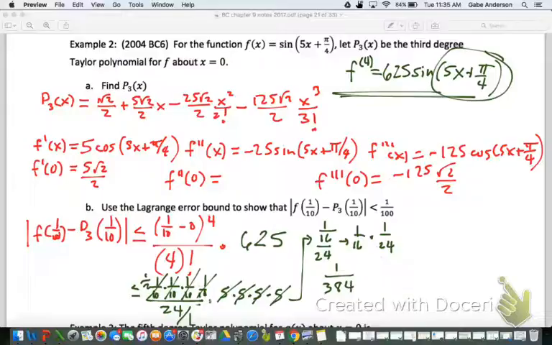And is that less than 1/100th? By a pretty wide margin, isn't it? So I just proved it.